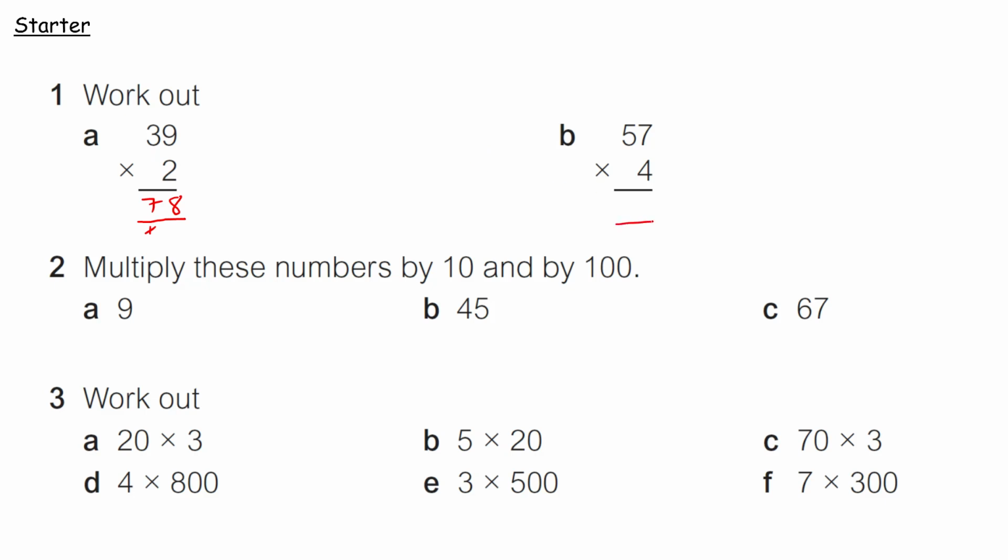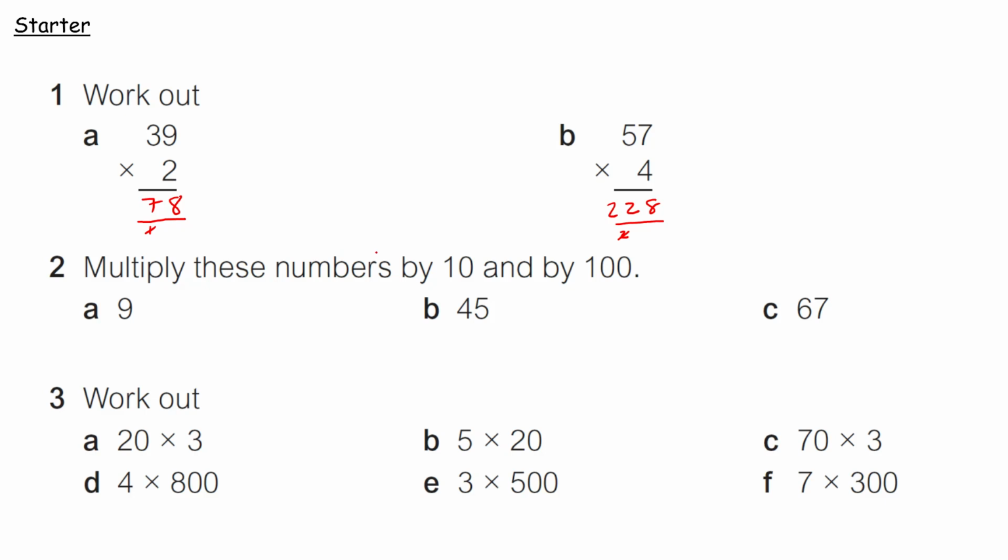Moving on to B, so we got 57 times 4. 4 sevens are 28, carry the 2. Still looks like 28, and then 4 fives are 20, plus the 2 is 22. So 228. Don't forget, we cross the 2 out because we don't need it anymore.